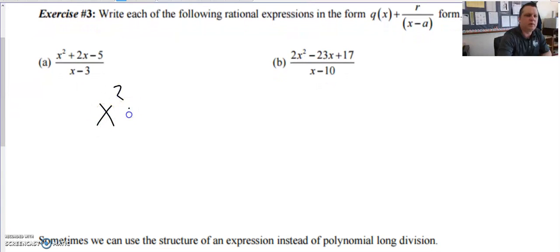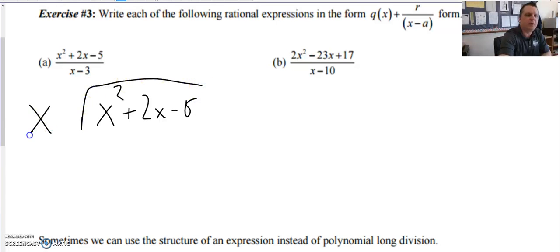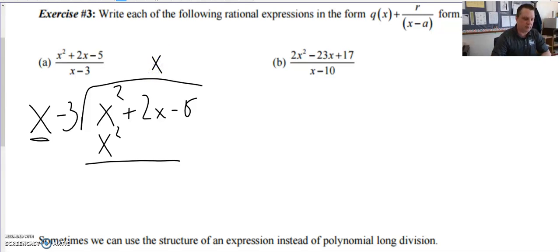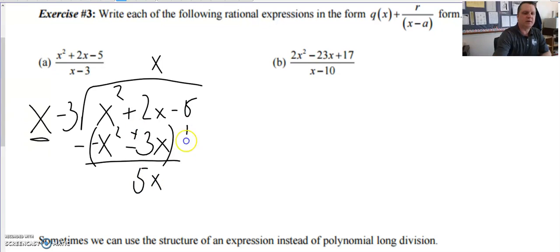You have x squared plus 2x minus 5 divided by x minus 3. And we have to get the exact same first term. So x times something gives me x squared. I need an x up there. So x times x is x squared. x times negative 3 is negative 3x. Parentheses and subtraction. Minus, plus. So then these x squareds cancel. I have a 5x. Bring down this minus 5. So you have 5x minus 5.